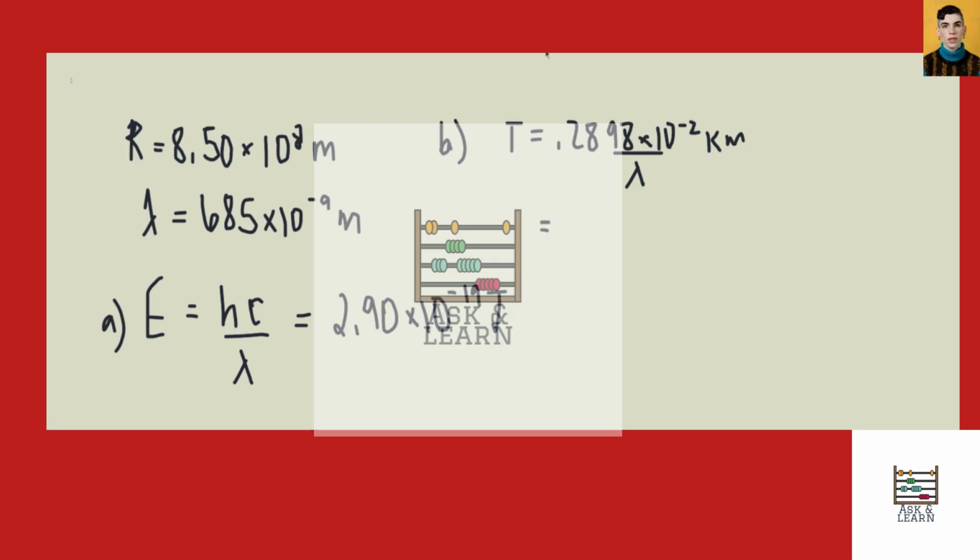And I'm going to go ahead and plug that into a calculator. 0.2898 times 10 to the minus 2 divided by wavelength. And then I get 4,230 Kelvin.